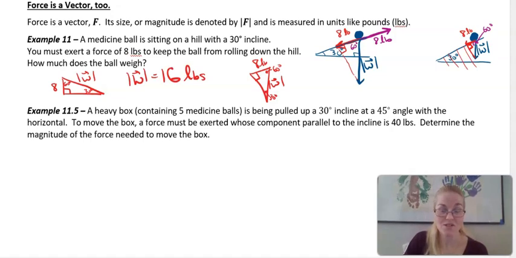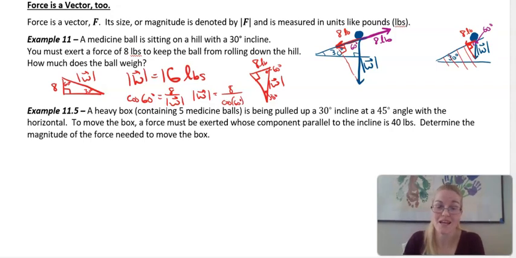And if you needed to, you could use cosine of 60 degrees is 8 over the magnitude of W, and then solve for the magnitude of W. And maybe if these weren't nice numbers, that's exactly what you would do. So it might be worth saying that cosine of 60 degrees is equal to 8 over the magnitude of W. So the magnitude of W, the weight, is 8 divided by cosine of 60 degrees. And cosine of 60 degrees is 1/2, and 8 divided by 1/2 is 8 times 2, which is 16.